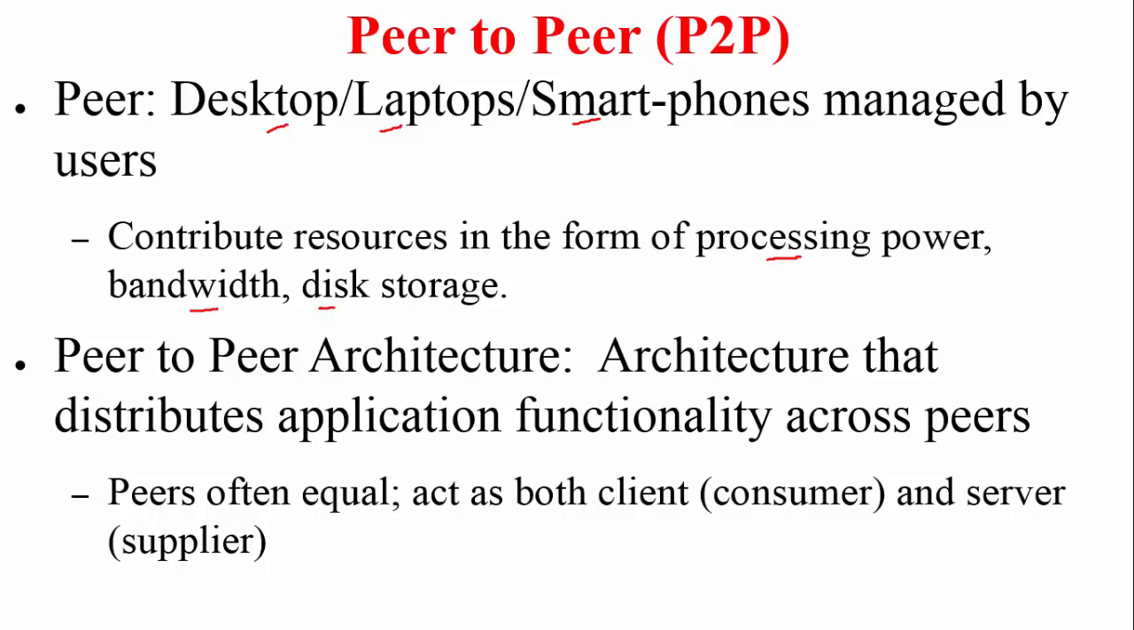In peer-to-peer architecture, any application functionality that you wish to implement is realized by leveraging the resources that are provided by these peers. So basically, the architecture distributes application functionality across all these peers. And these peers are often equal, though this need not be true in all the systems. In some systems, some peers are more powerful than others. And these peers, by the nature of the peer-to-peer architecture, will act both as clients, that is the consumers of data, as well as servers, that is suppliers of data.